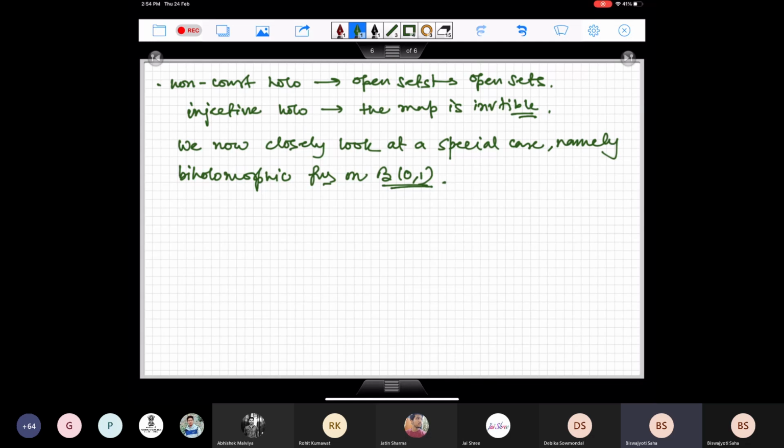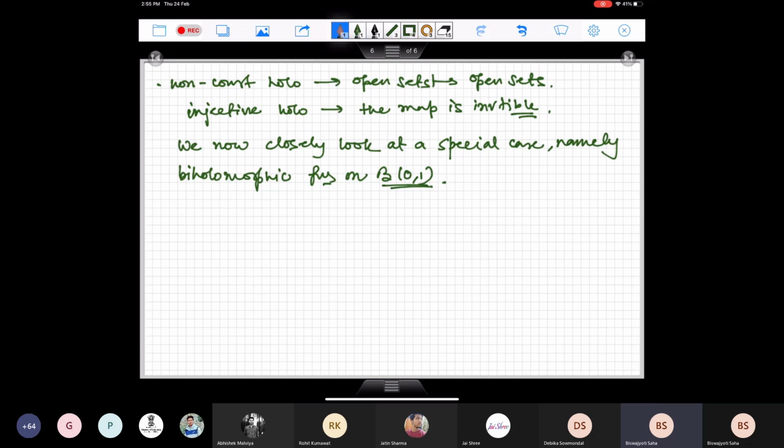So that means I want to take holomorphic maps, injective holomorphic maps on B01, and since it will be invertible, it will also have an inverse. Those maps are called biholomorphic functions. Because f is holomorphic, its inverse is also holomorphic, and both of them are on the same set B01. So I want to take these kinds of functions. I want to really understand what kind of functions I can get as biholomorphic functions on B01.